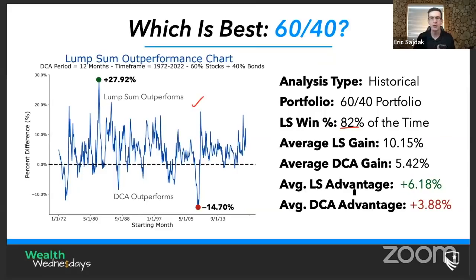The advantage when lump summing wins, the advantage that you have over dollar cost averaging on average, is 6%. When dollar cost averaging wins, on average, it has an advantage over lump summing of 3.8%, almost 4%. And again, we see some asymmetric things play out here. The top results where lump summing won, it won by almost 28% in comparison to dollar cost averaging. When dollar cost averaging won, the greatest change was only 15%. So we're seeing some of these asymmetric trade-offs again, and you see less risk in lump summing in a more balanced portfolio.